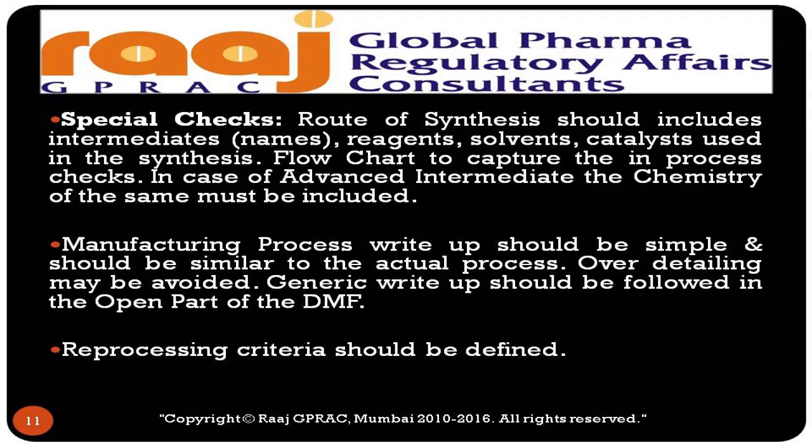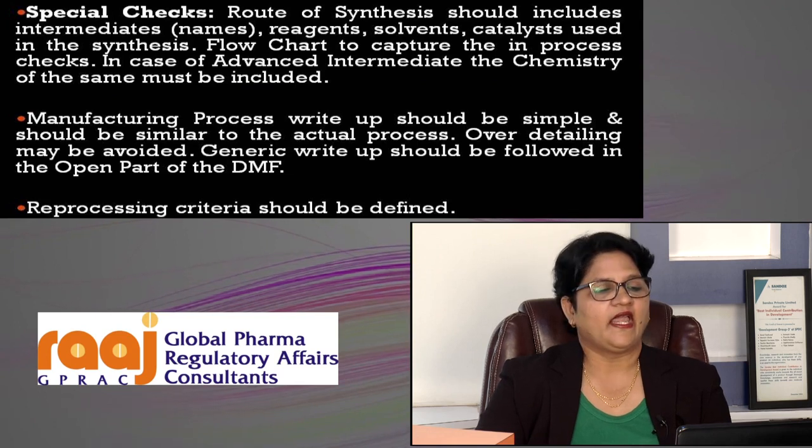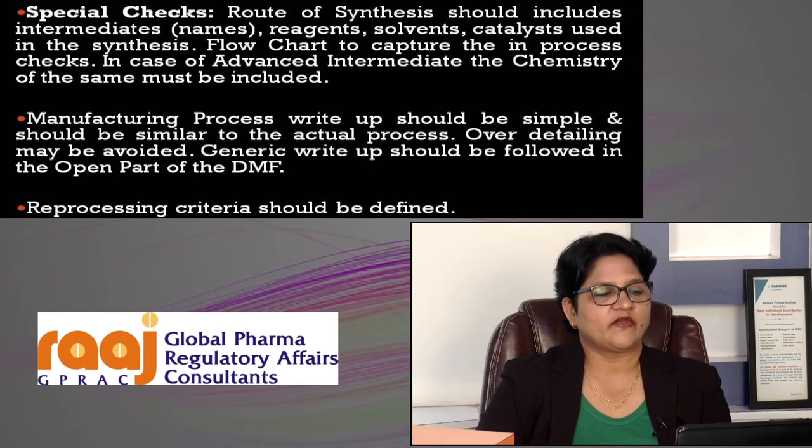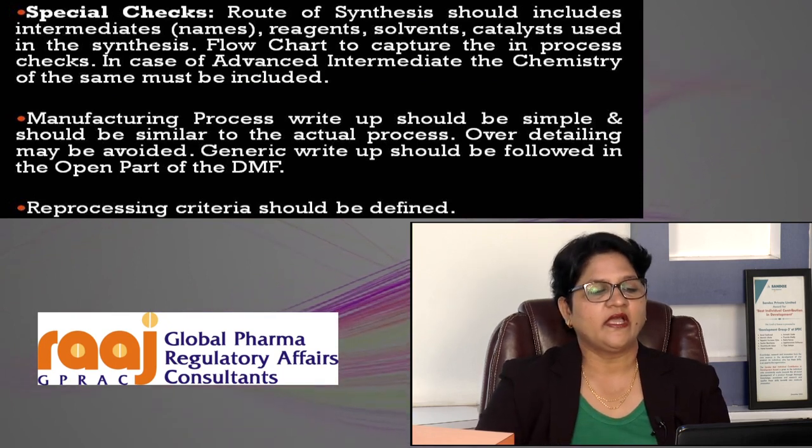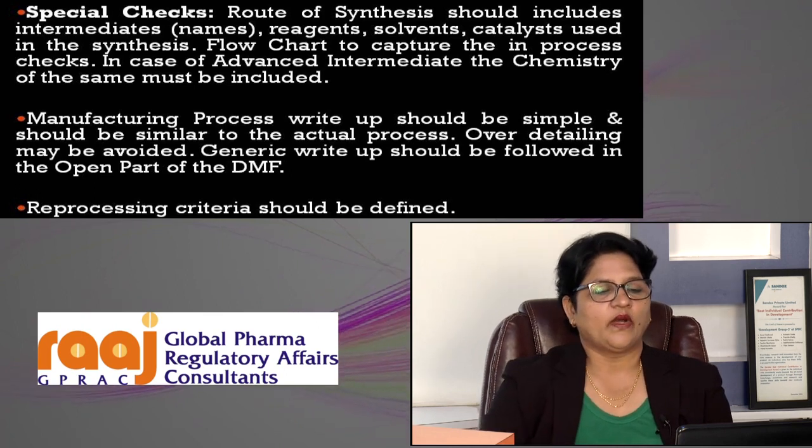First, the route of synthesis should include the intermediate name, reagent, solvent, and catalyst used in the synthesis, then a flow chart to capture the in process checks. In case of an advanced intermediate, the chemistry of the same must be included. Then the manufacturing process write up should be simple and should be similar to the actual process. Over detailing may be avoided. So a generic write up should be followed in the open part of the DMF.